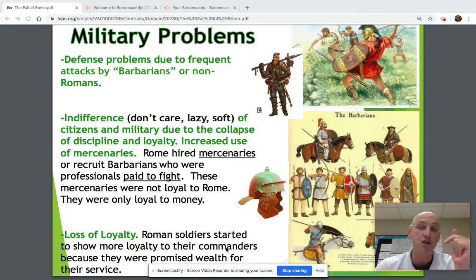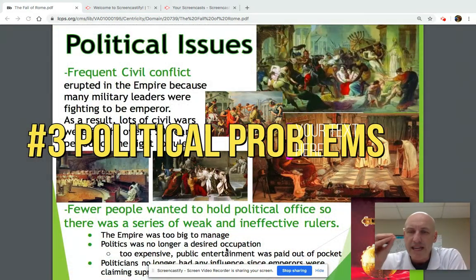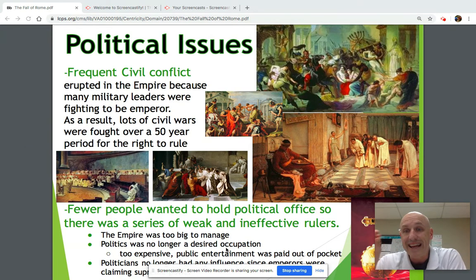There's number two, your military problems. This might be the biggest one. You decide. Is it economic problems or is it military problems? Political issues. You're going to have the leadership. They're not going to do their job. They're not going to take care of the people. Now, they're going to have some good folks still in it, but check it out here on the bottom. Look, the empire was getting just so big, they couldn't manage it all. They built that beautiful Roman road all over the place, but it still was not enough to get everybody where they needed to go to take care of everything.